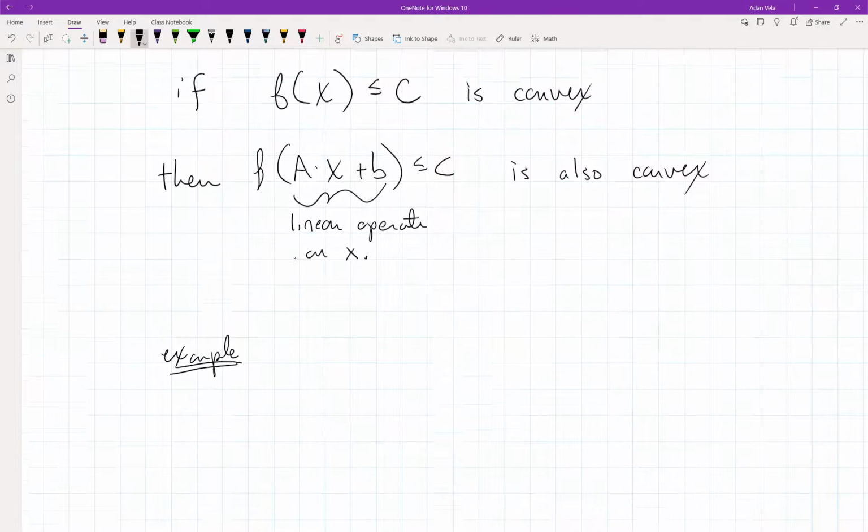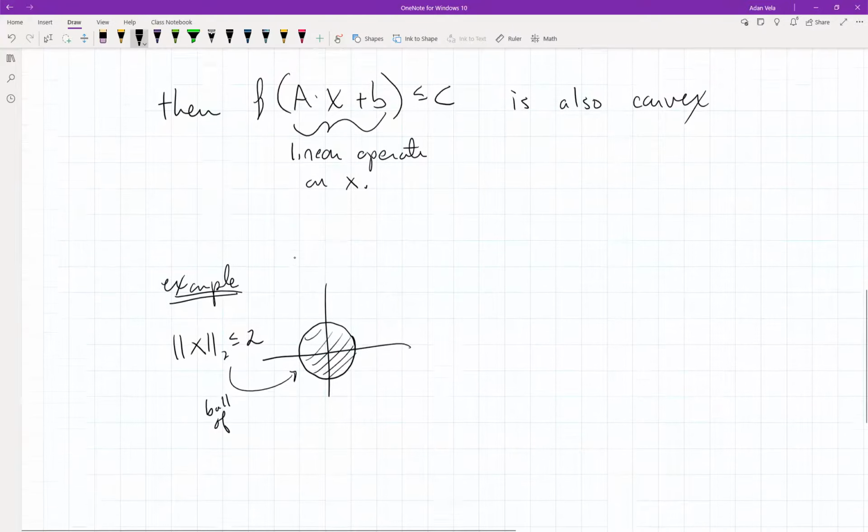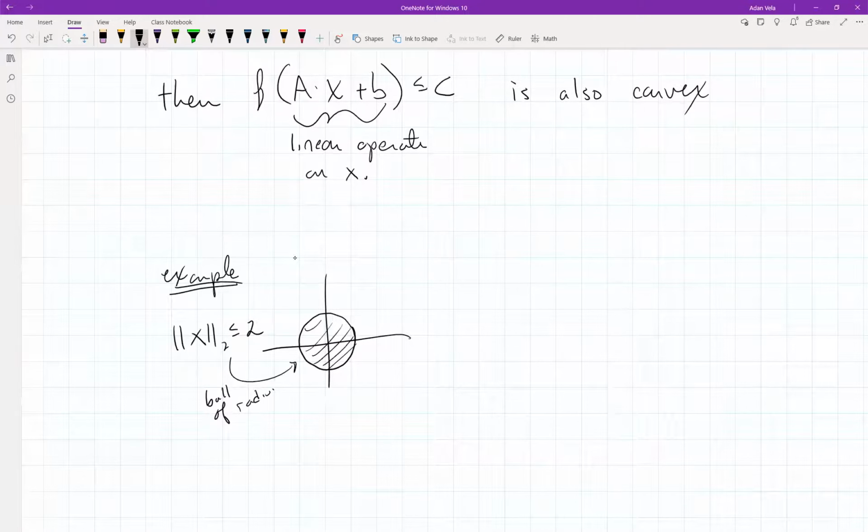Let's give a quick example. So let's say I said the L2 norm of x is less than or equal to 2. Well, that's the same thing as drawing a circle of radius 2, or a ball of radius 2. Okay, and it's everything inside. One thing that I could do that we have done is we moved it over, right? We shifted it.